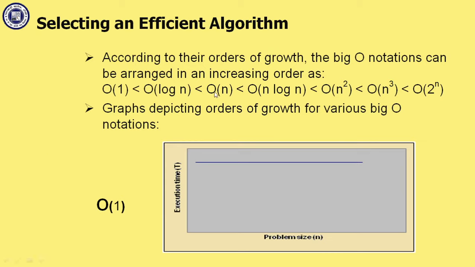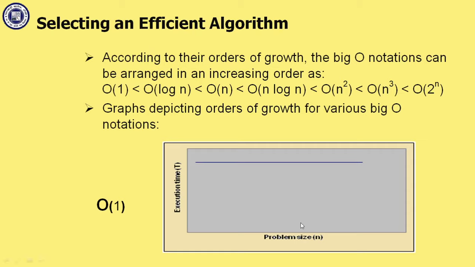So according to the order of growth, the big O notations can be arranged in increasing order. The first one is big O(1), that is the constant graph, then big O(log n), that is the logarithmic, then we have the linear, then the log linear, then quadratic, then cubic, and then we have exponential growth. So let us look at them one by one.